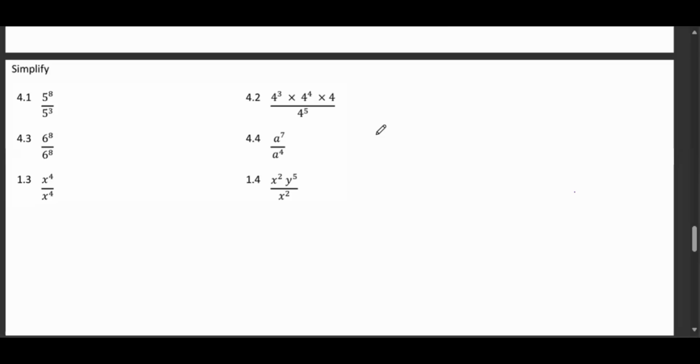All right, we look at the other rule. The rule that we are looking at is going to be rule number 2, which we call the quotient rule, and we shall see what happens under the quotient rule.